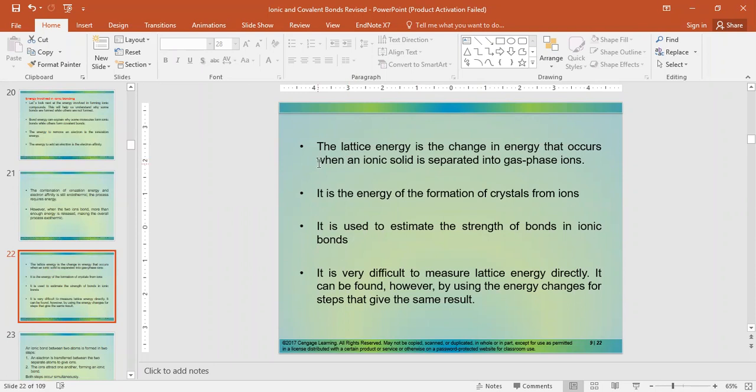Here we are talking about the lattice energy, which is the change in energy that occurs when an ionic solid is separated into gas phase ions. We are going to see this, for example, when following the formation of sodium chloride. This is what we call the energy of the formation of crystals from ions. It is used to estimate the strength of bonds.